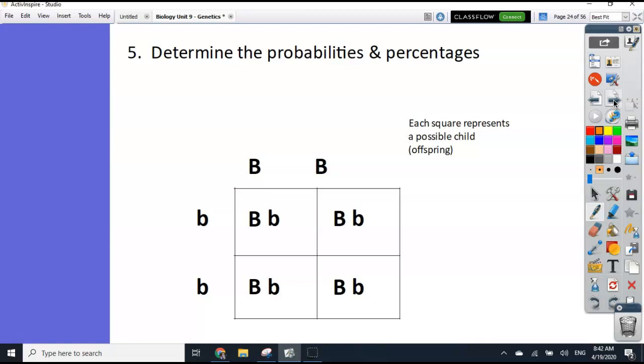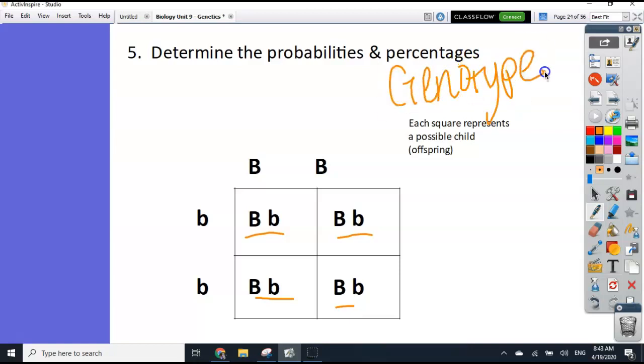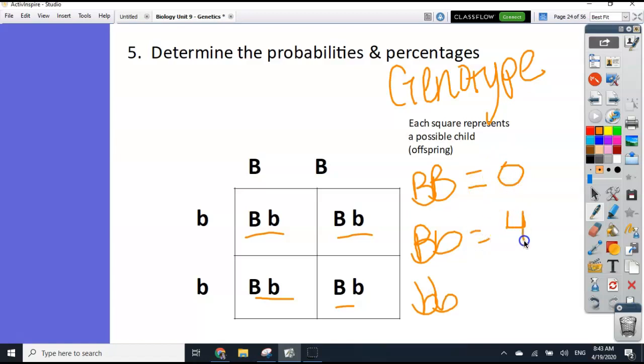So probabilities and percentages. So how many total boxes do I have in that grid? I've got 4, right? 1, 2, 3, 4, okay? So the first thing we do is we look at the genotype percentages. So genotype means the letters. So I want to know how many big B's do I have, how many big B, little b's, and how many little b's do I have. So notice big B, I don't have any. How many big B, little b's do I have? 4.